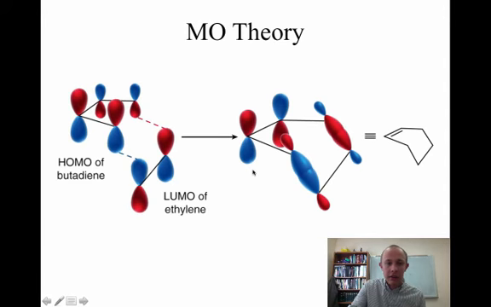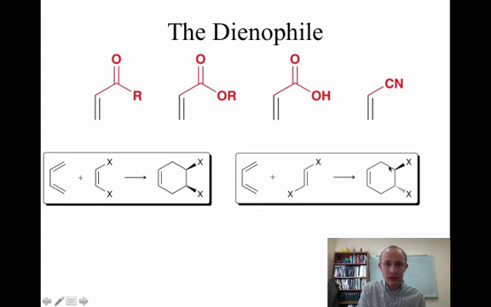On the next slide, we'll see that the highest occupied molecular orbital can match up with this red lobe, and this red lobe can match up, and this blue lobe and this blue lobe can match up. And so this can form a sigma bond, this can form a sigma bond, and we get this new sigma bond here and this new sigma bond here, which are the two new bonds that we form in our Diels-Alder reaction.